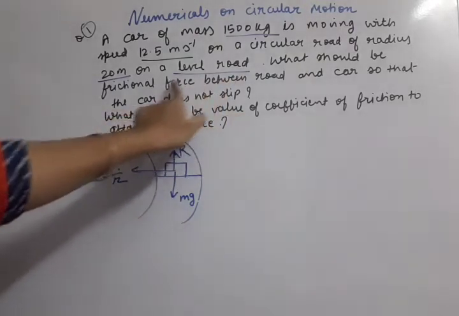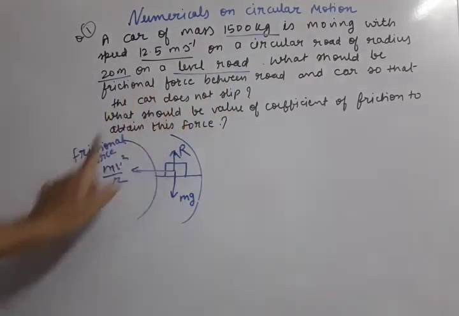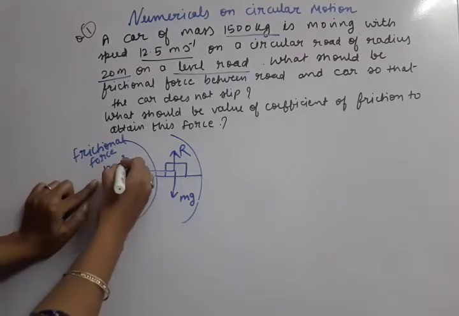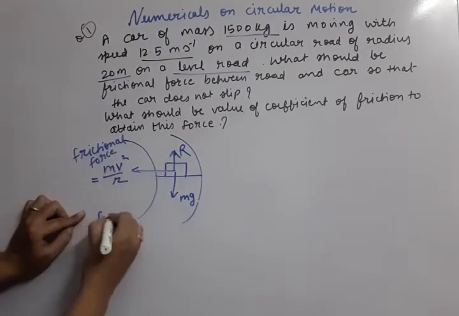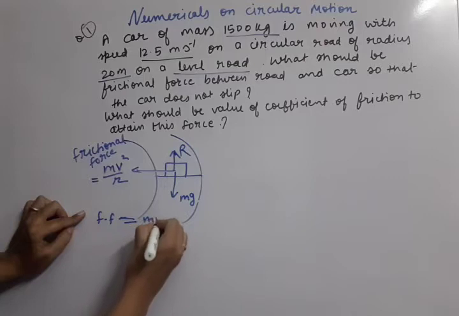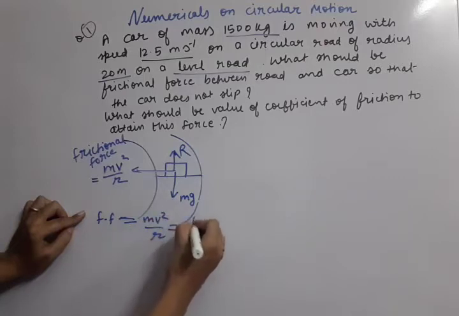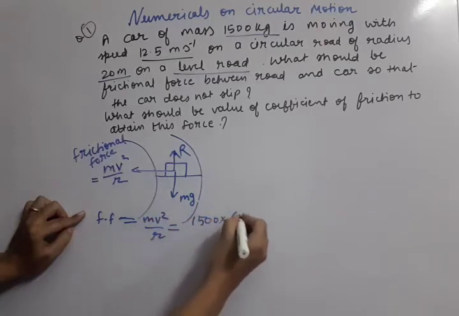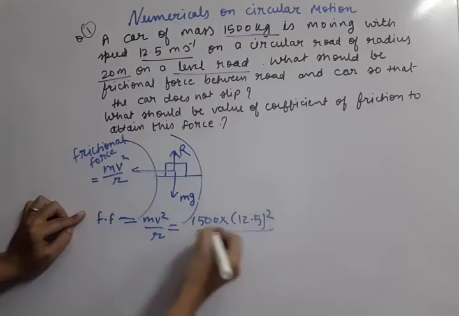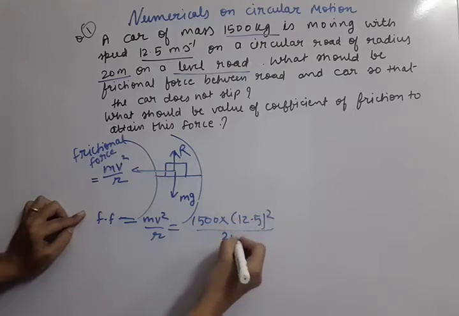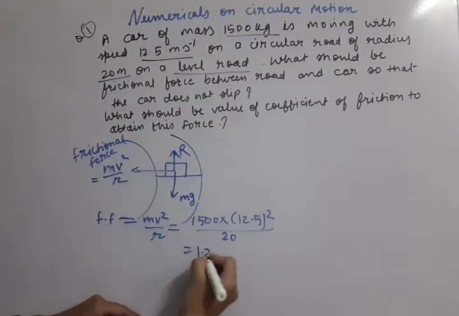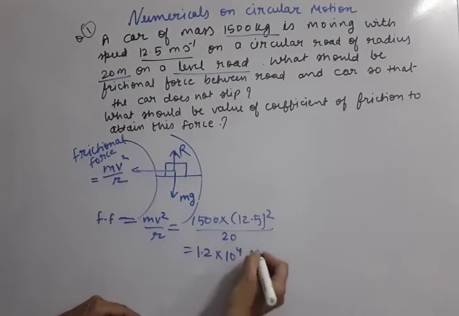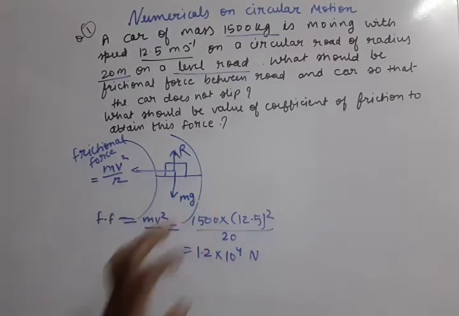So in our first question, we have to calculate the frictional force. That means actually we have to calculate this centripetal force. So frictional force is equal to centripetal force only. We have to just put all the values. For frictional force, we have to calculate mv square by r. M is 1500, V is 12.5, it's a square, and the radius of the circle is 20 meter. So roughly the answer is 1.2 into 10 raised to power 4 Newton. This is the frictional force, solved.